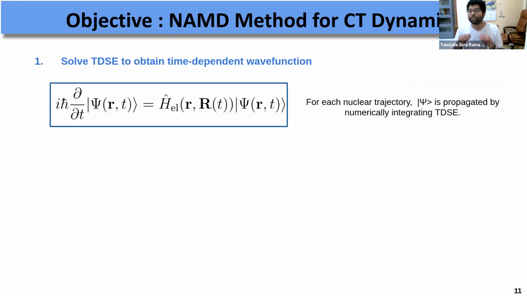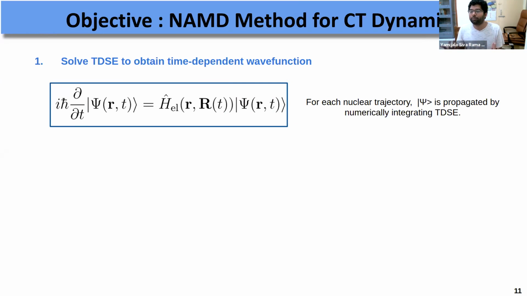In order to do that, first we need to solve the time-dependent Schrodinger equation in order to obtain the time-dependent wave function, which is psi of r comma t. Here we are using this time-dependent electronic Schrodinger equation, and we will be numerically integrating it. Although psi of r comma t is a wave function, it is much like any vector, an abstract vector in the space. In order for us to define this vector, we need to have the components.